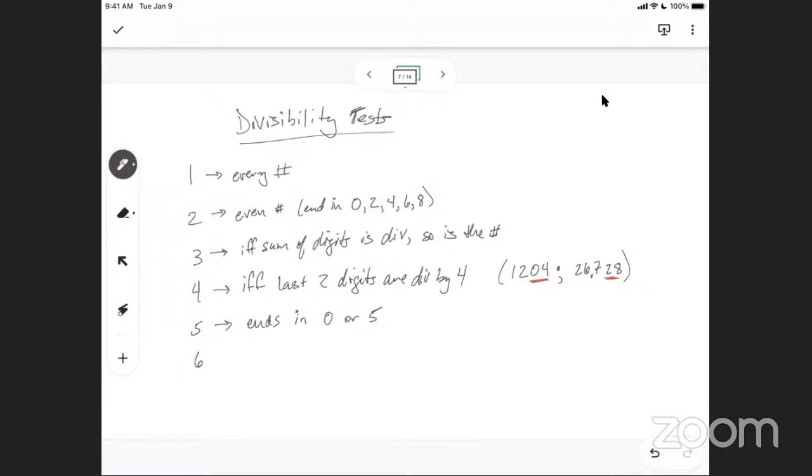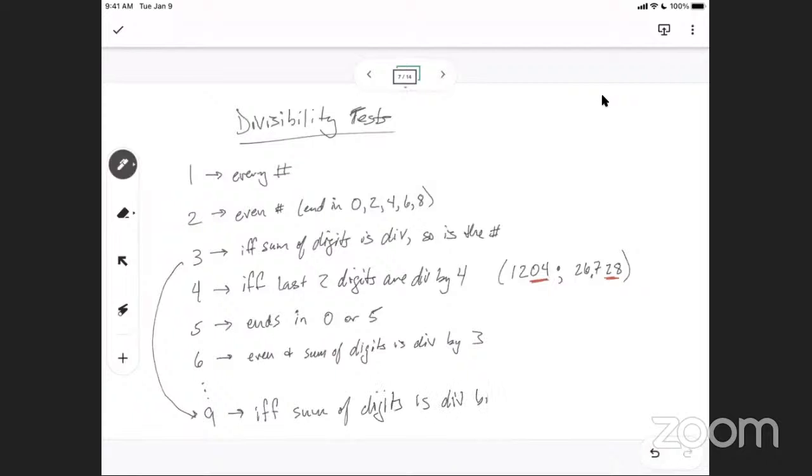It's divisible by 6 if it is even and the sum of digits is divisible by 3. 7 is the one that we don't really have a good rule for, so I'm not even going to try to give you something. Same with 8, I don't know of any good divisibility test for 8. For 9, we have a good one. It's the same as 3: if and only if the sum of the digits is divisible by 9. I should have said by 3 up here.